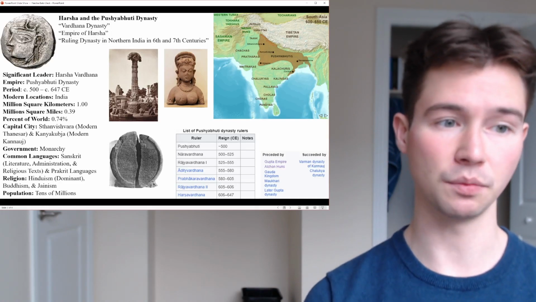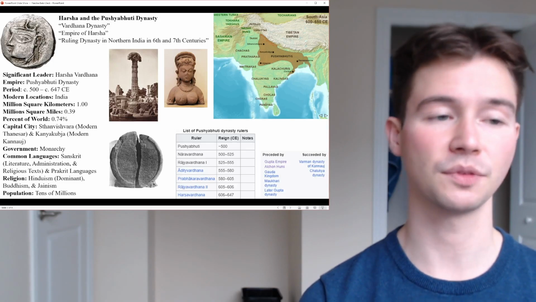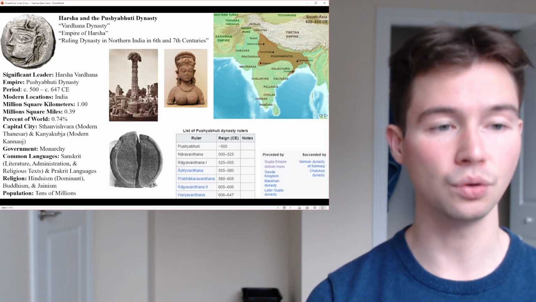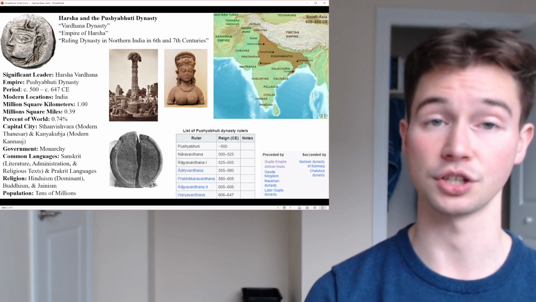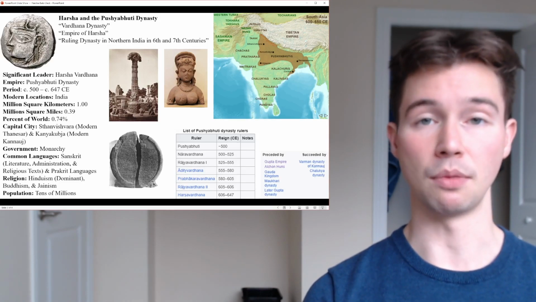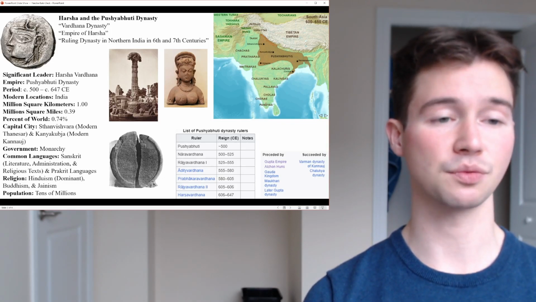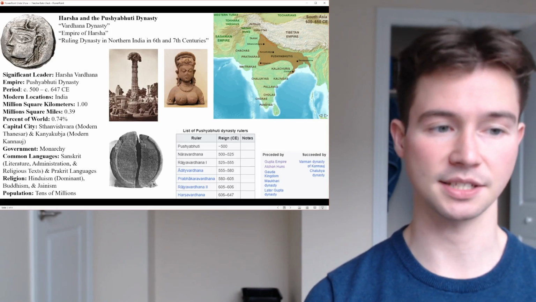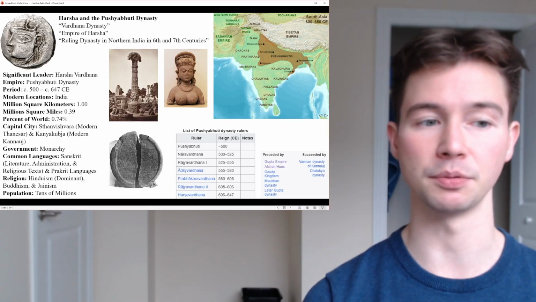As for the capital city, it was Sthanvishvara, which is modern-day Thanisar, and Kanyakubja, which is modern-day Kannauj, where they had the famous Kannauj assembly many years previously. The government was a monarchy with a hereditary lineage. The common language was Sanskrit, which was the common language in literature, administration, and religious texts. As well, Prakrit languages were also frequently used amongst many of the peoples.